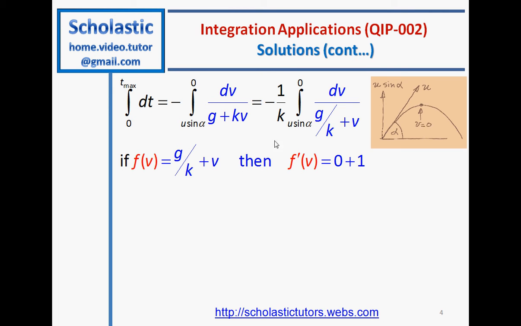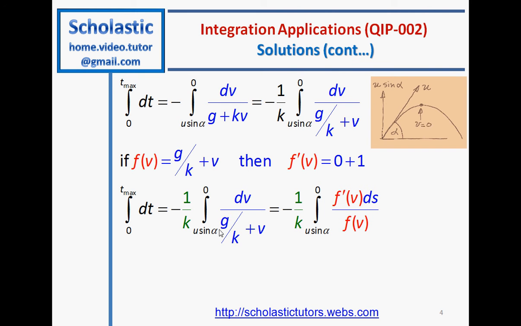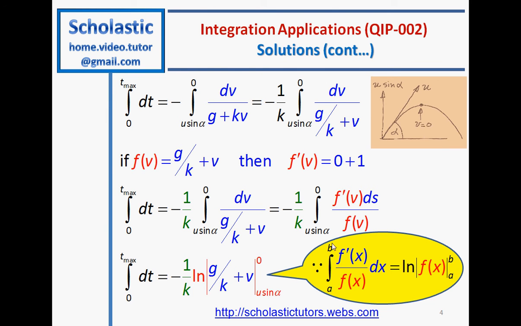Now we can look at this as a function of v. If f(v) equals g over k plus v, then if we differentiate f(v), we get f dash v, which is equal to 1. The differential of a constant is 0 and v will become 1. Now we need to look at it like this. So we have the integral from 0 to Tmax of dt, but this function is f(v), and f(v) over f dash v is a general form that you can find in integration, where if we have f(x) over f dash x, you can write it as ln f(x).